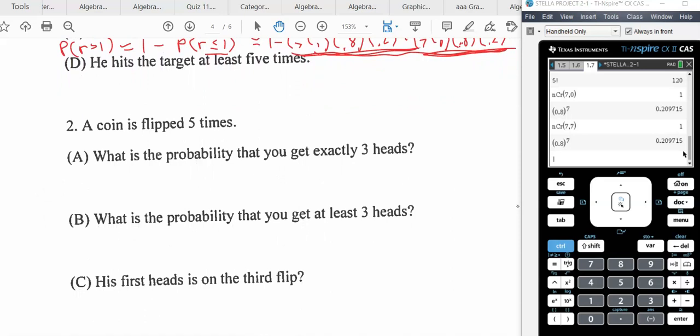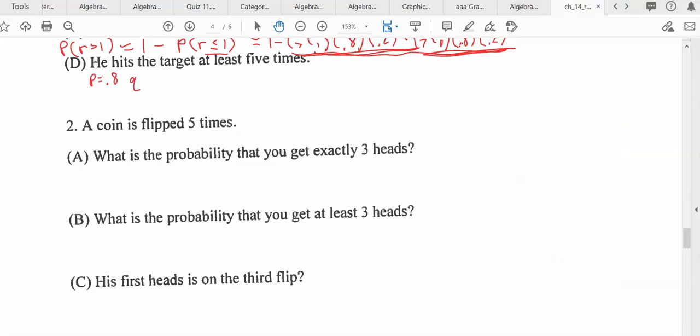Hits the target at least 5 times. So this is going to be P is 0.8, Q is 0.2, N is 7, and R is 5, 6, and 7. So I've got to do this thing 3 times and add all of these, right? So that's the idea of this. I've got to plug that in 3 times to the formula.